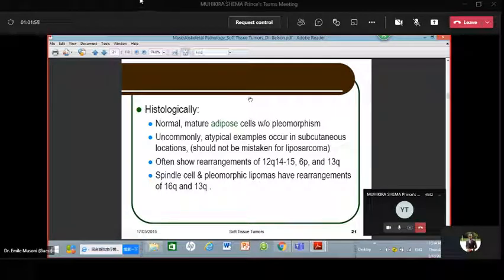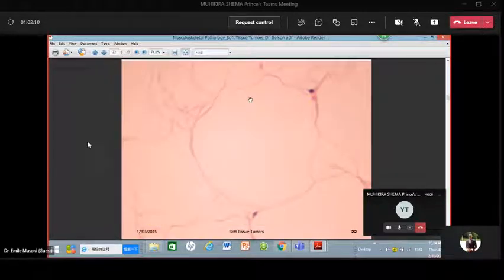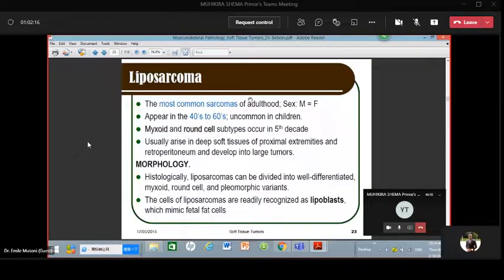There are some types of liposarcoma, what we call pleomorphic liposarcoma. They have some mutation, but they should not be mistaken for liposarcoma. This is an image of this lipoma. We have seen the benign is lipoma. There's also liposarcoma. But what you must know, it is difficult clinically to say this is lipoma, this is liposarcoma. You have to use a microscope, histological analysis.